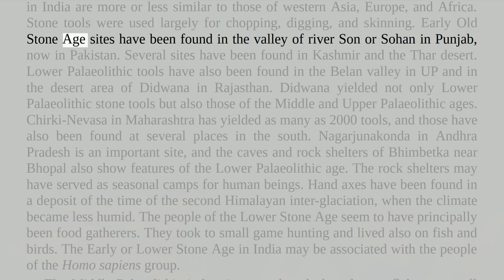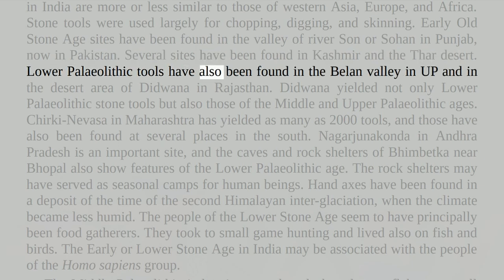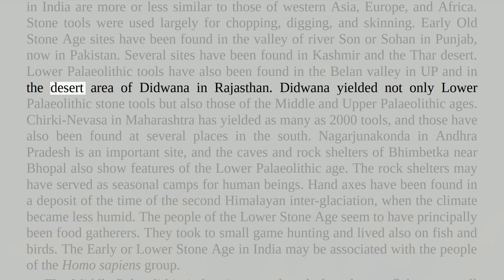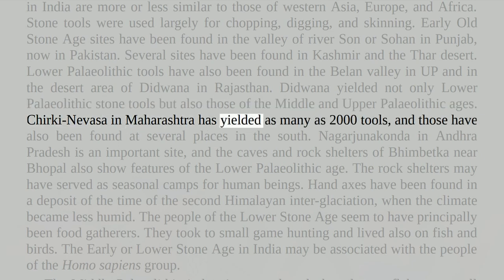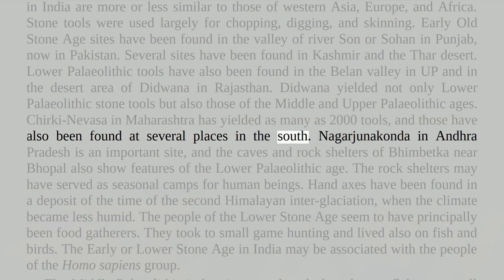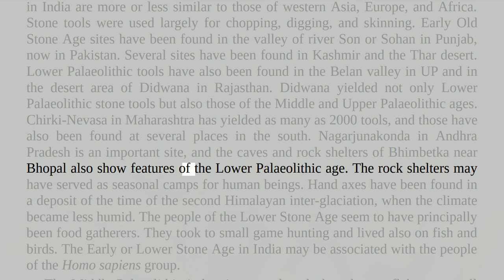Early Old Stone Age sites have been found in the valley of River Sone or Sohan in Punjab, now in Pakistan. Several sites have been found in Kashmir and the Thar Desert. Lower Paleolithic tools have also been found in the Belan Valley in UP and in the desert area of Didwana in Rajasthan. Didwana yielded not only Lower Paleolithic stone tools but also those of the Middle and Upper Paleolithic ages. Nevasa in Maharashtra has yielded as many as 2,000 tools, and those have also been found at several places in the south. Nagarjunakonda in Andhra Pradesh is an important site, and the caves and rock shelters of Bhimbetka near Bhopal also show features of the Lower Paleolithic age.